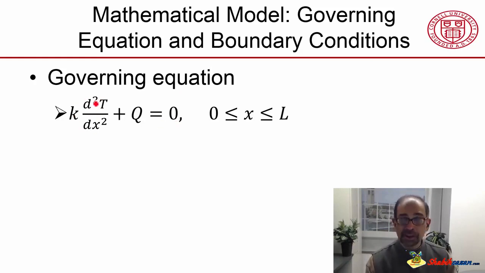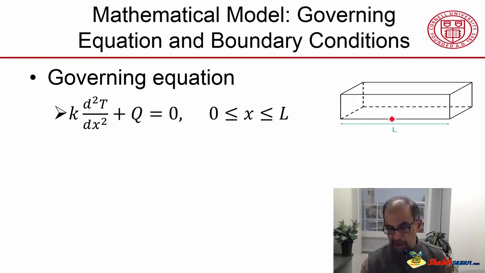that that term represents the net heat flow through the faces of an infinitesimal control volume. That is a vanishingly small control volume. And that term represents a heat generation within the control volume. Both these terms are written per unit volume, and they have to add up to 0 for energy conservation. And this equation is defined from x equal to 0 to x equal to L. That's because our bar is of length L.